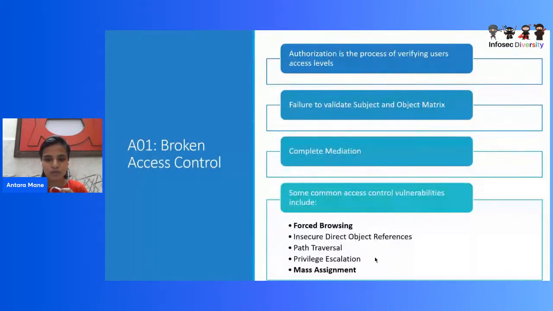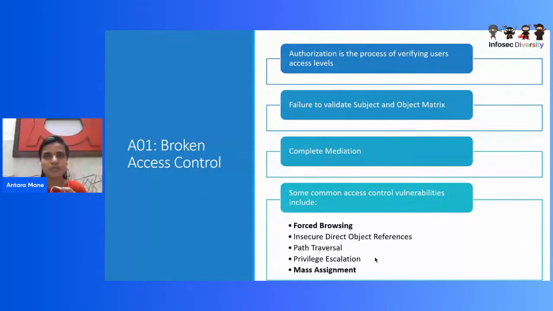So if the application fails to enforce least privilege access, by bypassing the access control checks or elevating to privileged accounts, for example acting as an admin when actually logged in as a user account. Another is failure to validate the subject and object matrix.